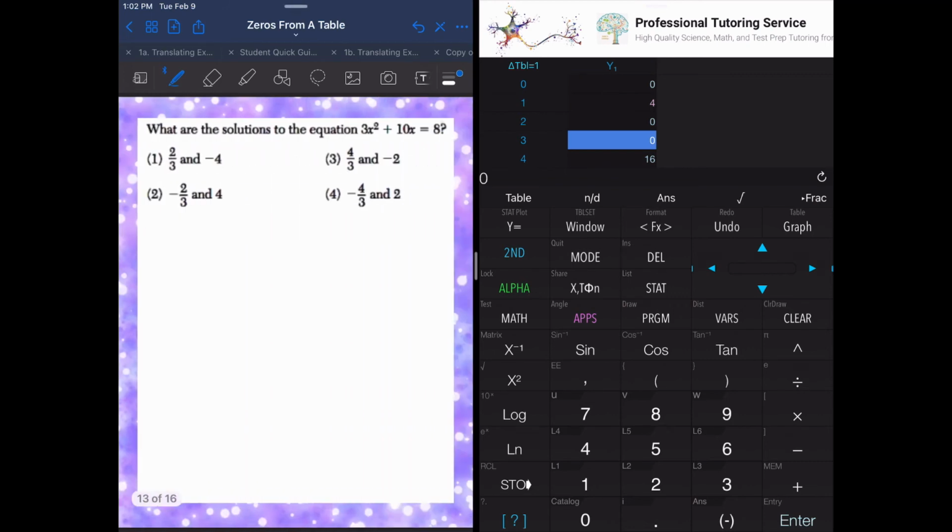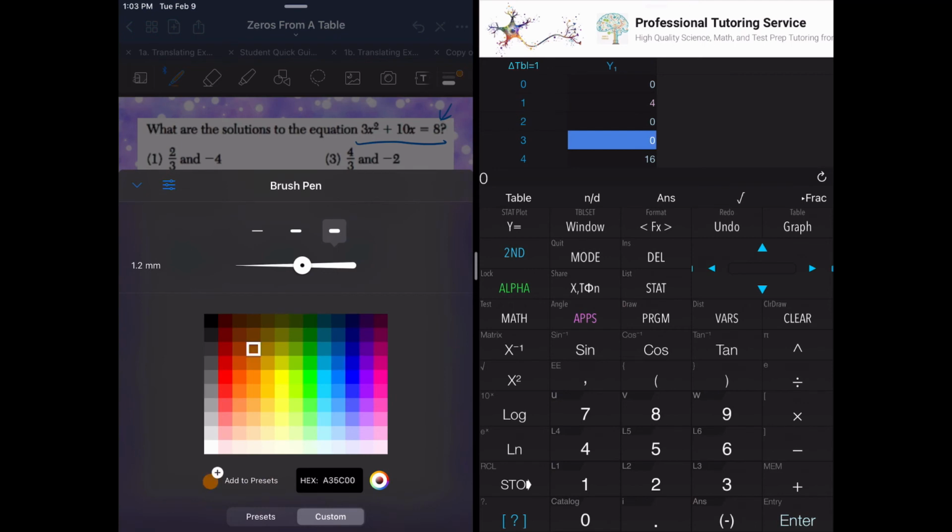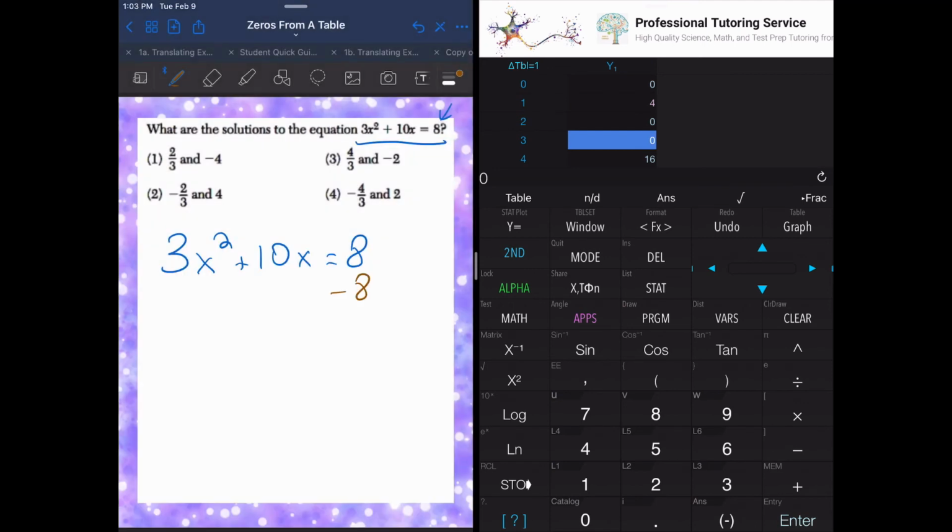Let's do another one. I see that there's fractions, not a big deal. I'm gonna go ahead and put this in the calculator, but oh no, this equals 8. What do I want this to equal? Has to equal 0. So I'm gonna recopy this and use an inverse operation. What do I do to set this equal to 0? Well, it's a positive 8, so I know I need to subtract 8. And whatever I do on one side, I must do to the other.